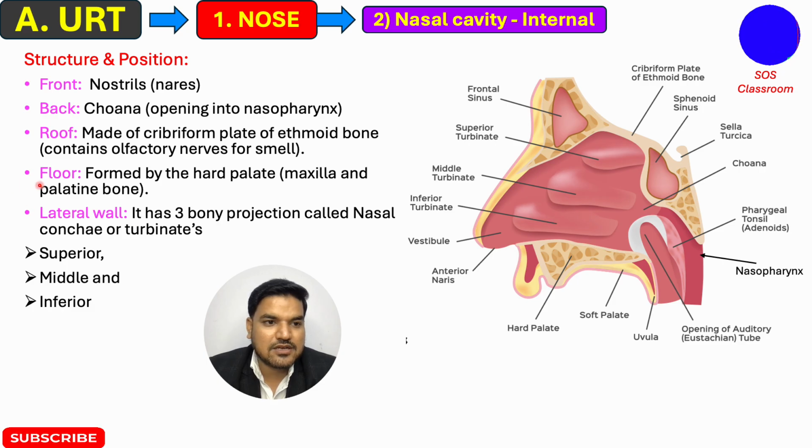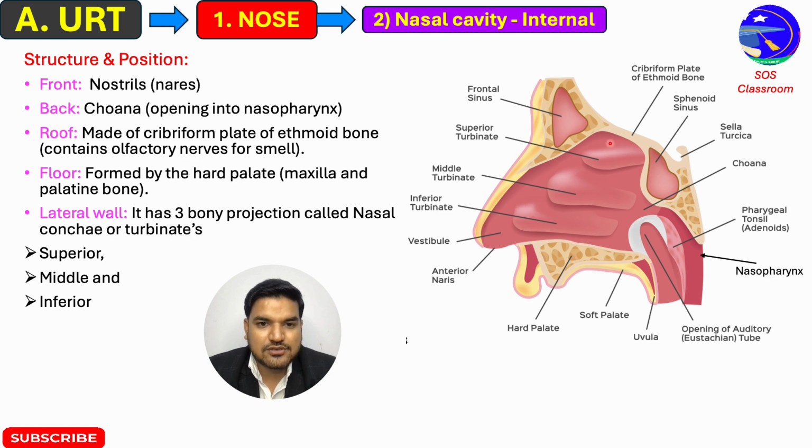Next is the floor. Floor means the lower portion. Lower portion means inferior. The inferior portion is made by the hard palate and soft palate. Hard palate and soft palate are made by the maxilla and palatine bone. You can see this portion is the hard palate and this is the soft palate. This is made by the maxilla and palatine bone.